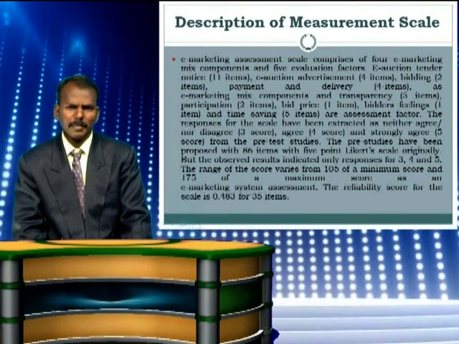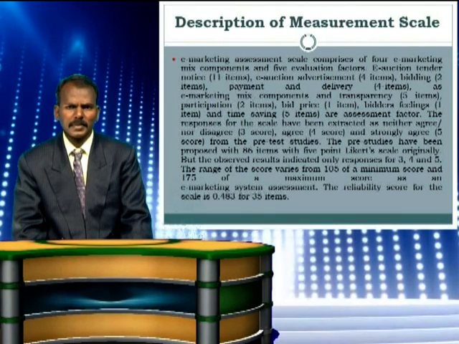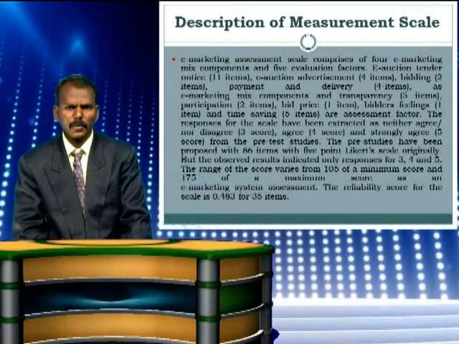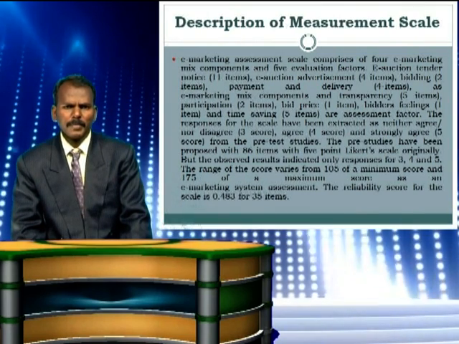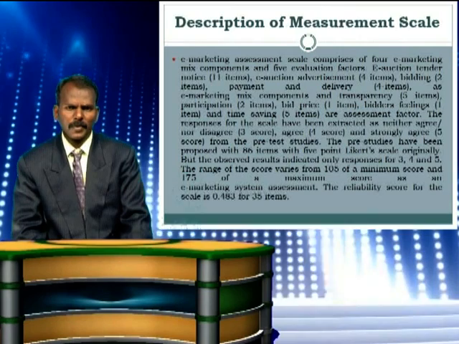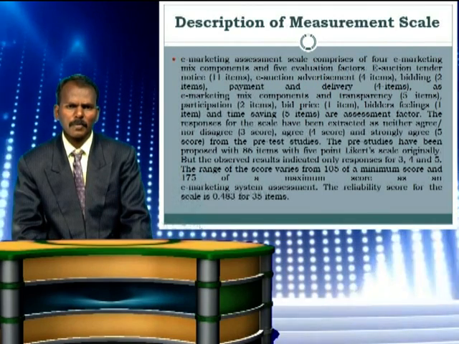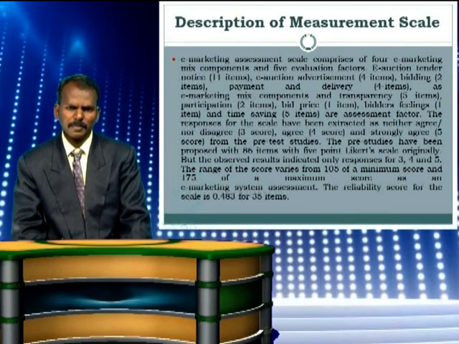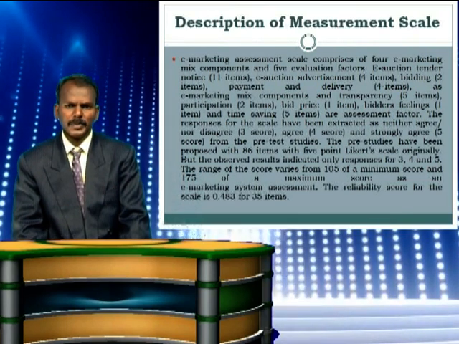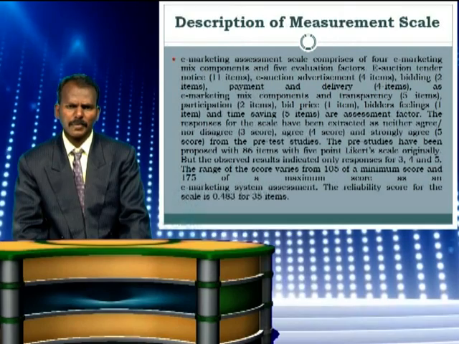These are the assessment factors. The responses for the scale were neither agree nor disagree as 3 score, agree as 4 score, and strongly agree as 5 score. The pre-test was originally proposed with 86 items on a 5-point Likert scale, but the observed result indicated only responses of 3, 4 and 5. The score ranges from a minimum of 78 to a maximum of 130 on the e-procurement system assessment. The reliability score for the scale is 0.486 for 26 items.